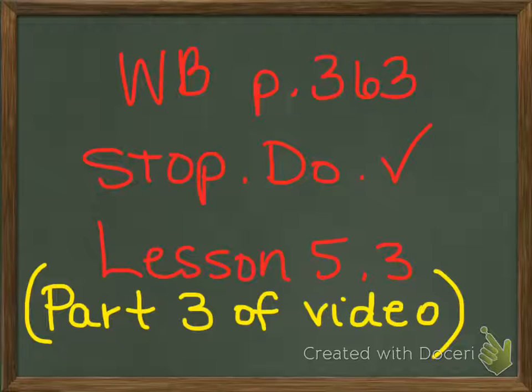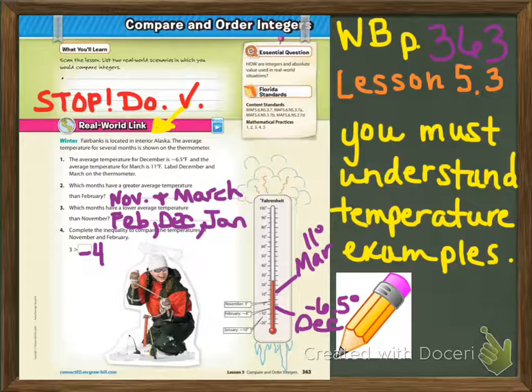Again, we're on lesson 5.3, and this is part 3 of the integer videos, comparing and ordering integers. So pause the video. If you've come back because you've done the problems, then move on. So page 363, lesson 5.3, I filled in my answers in the purple ink. And just remember, temperature is one of the examples you do have to understand, as well as sea level and banking terms as far as deposits and withdrawals. Okay? Alright, so take a look here for question number 1.